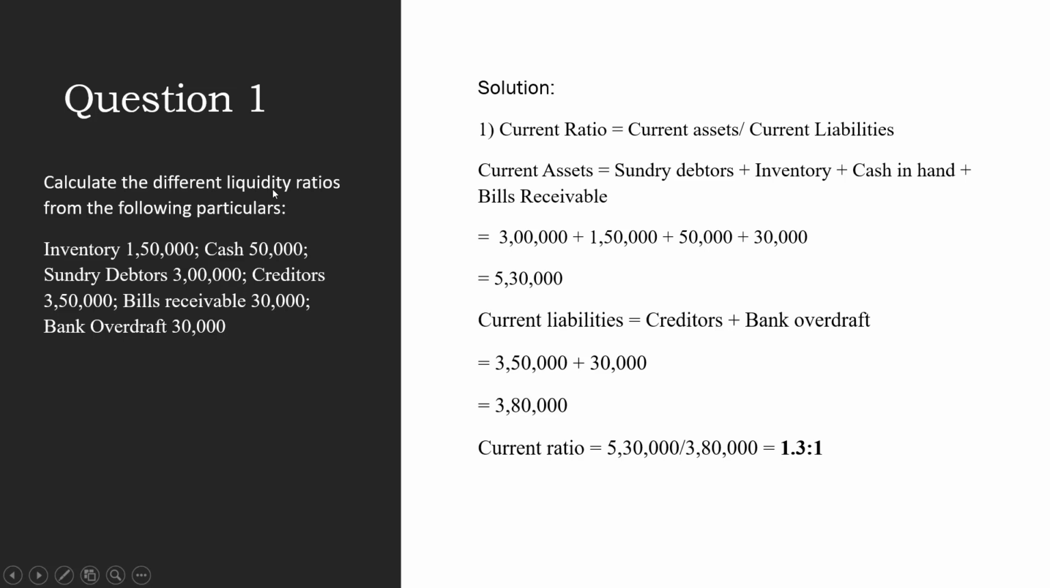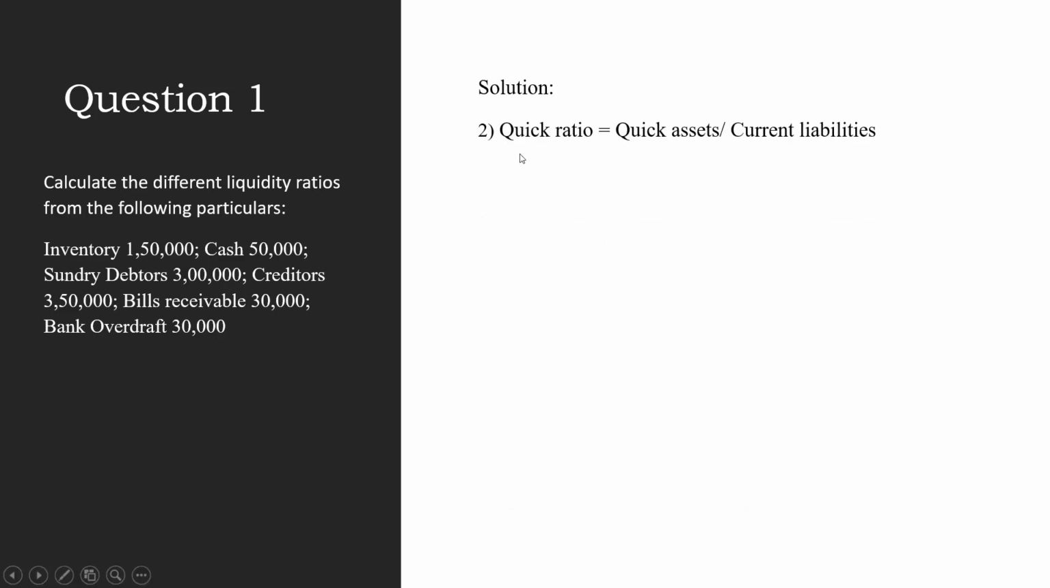Now next, under liquidity ratio, there is another ratio called quick ratio. Now how to calculate this quick ratio? The formula you have to put up first. Quick ratio is equal to quick assets divided by current liabilities. We can write quick assets, or liquid assets, or acid test assets. These are different names. Whatever name you use, it means the same thing, that is the quick assets. So quick assets divided by the current liabilities.